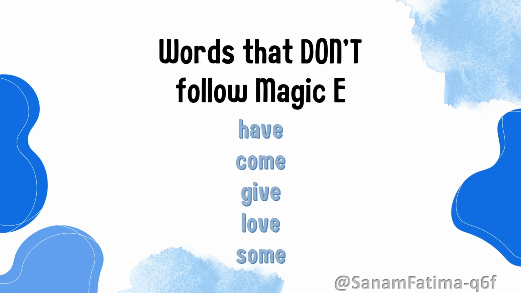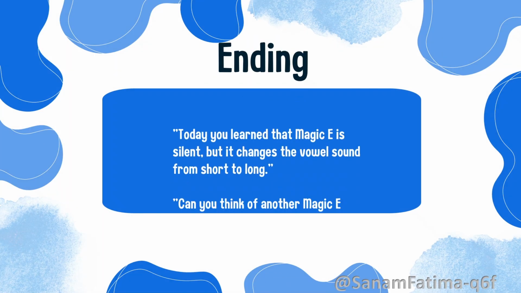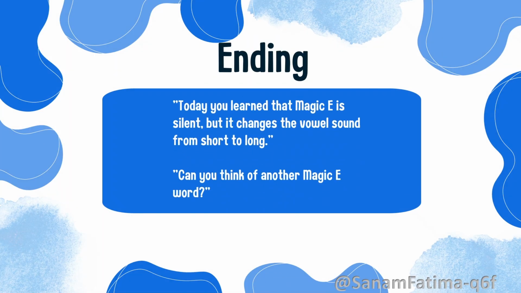Now, today I hope you learned that magic E is silent, but it changes the vowel sound from short to long. Can you think of another magic E word? If you can, then just give me your answer in the comment box. Leave one magic E word from each family, like A, I, O, U families. Okay, you can write one word using A family, O family, I family, and U family. Okay, you can leave the E family as well.